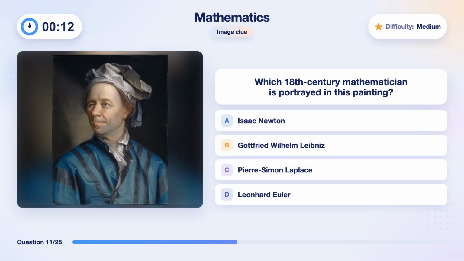Which 18th century mathematician is portrayed in this painting? Your options: A. Isaac Newton, B. Gottfried Wilhelm Leibniz, C. Pierre-Simon Laplace, D. Leonhard Euler. A classic everyone should know. That's 12 seconds. Timer's running.